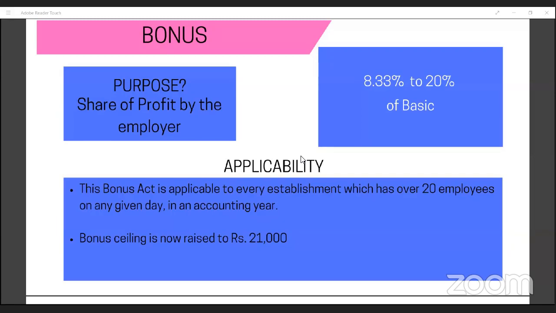Second very important thing, another important concept about bonus: another name for bonus is accrued payment. Accrued payment.